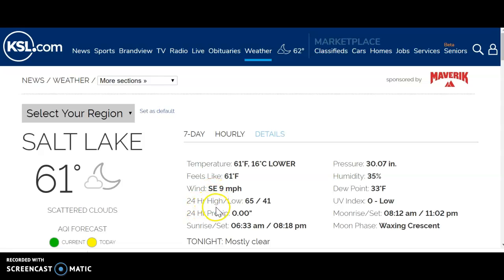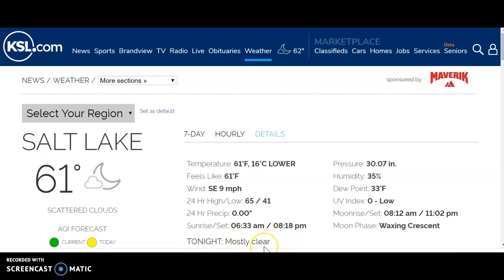24 hours lowest and highest, so 65 was the highest that this day got, and 41 is going to be the coolest it may get at late night probably. We didn't have any precipitation during the past 24 hours. We don't care about this data.